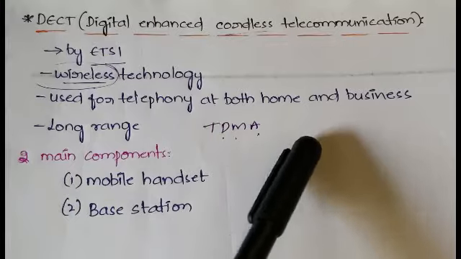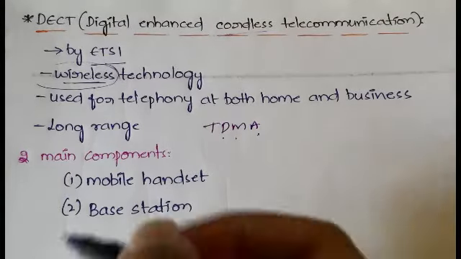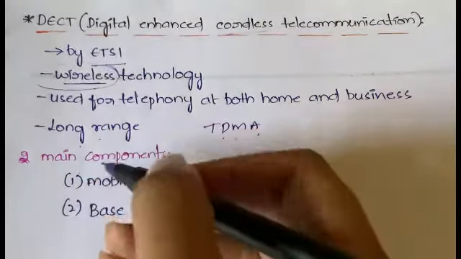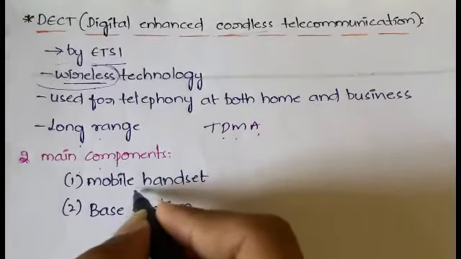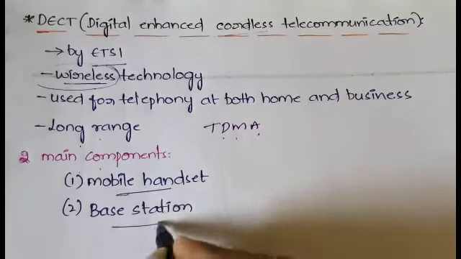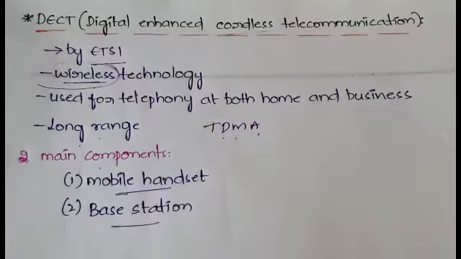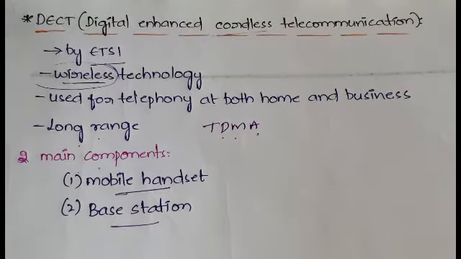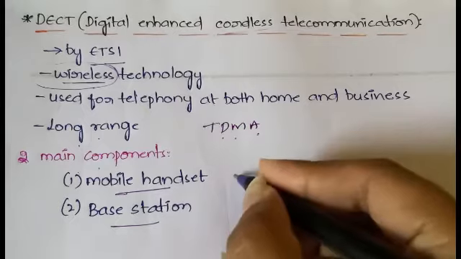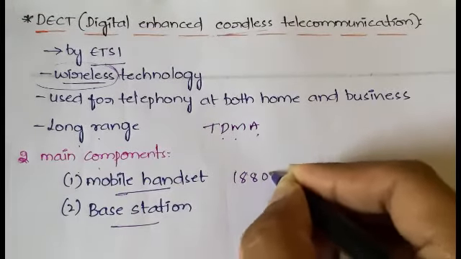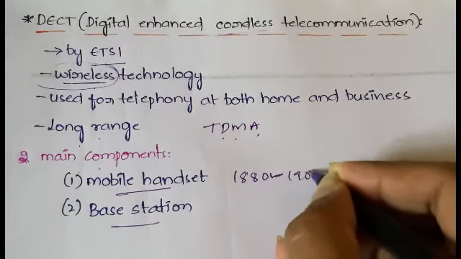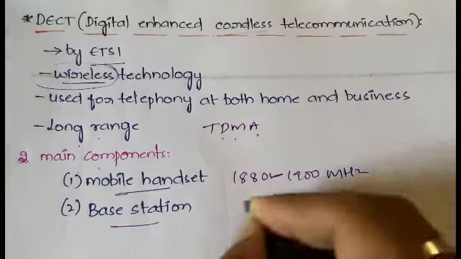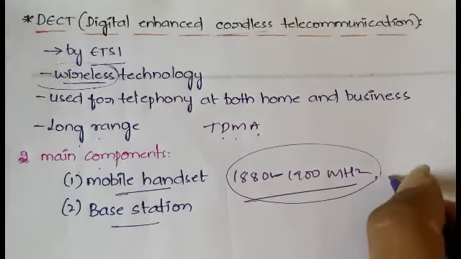In the DECT system we have two main important components. The first one is the mobile handset, and the second one is the base station. These are the very important components that we have in DECT, and it operates on a frequency range of 1880 to 1900 MHz.